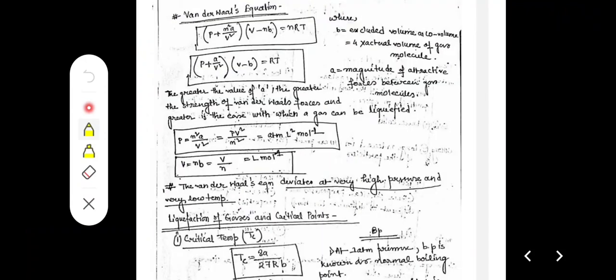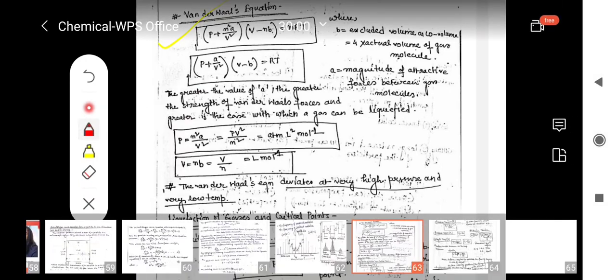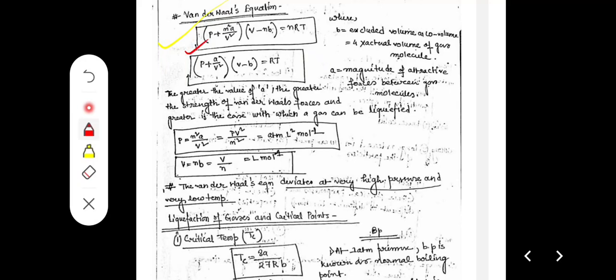Last one, some gas equations, that is the Van der Waals equation. The Van der Waals equation is applicable for real gases. As we know, for an ideal gas, PV equals nRT, right? But actually an ideal gas does not exist, so we have to derive an equation for real gas. For real gas we derive the Van der Waals equation.